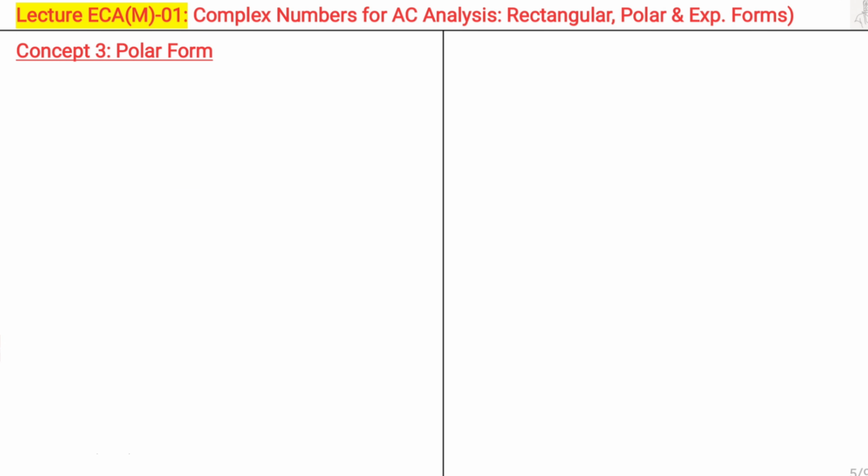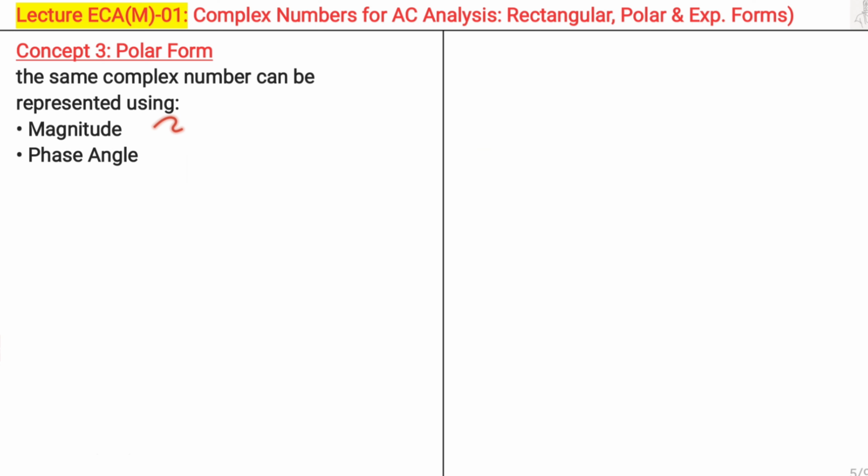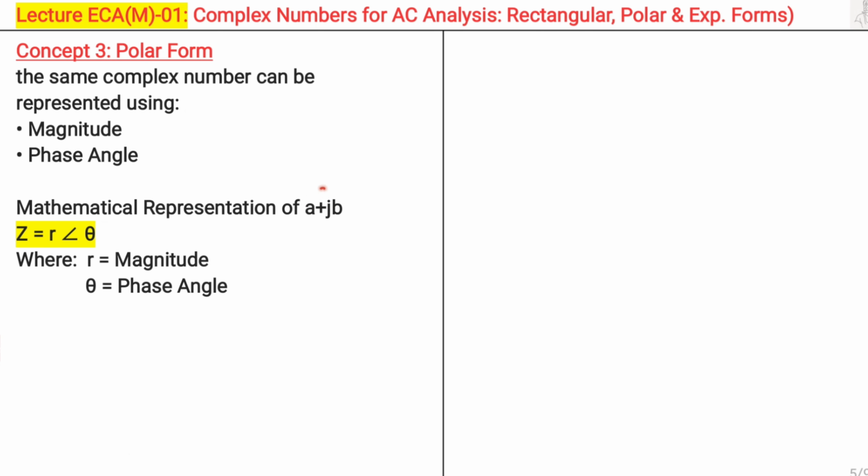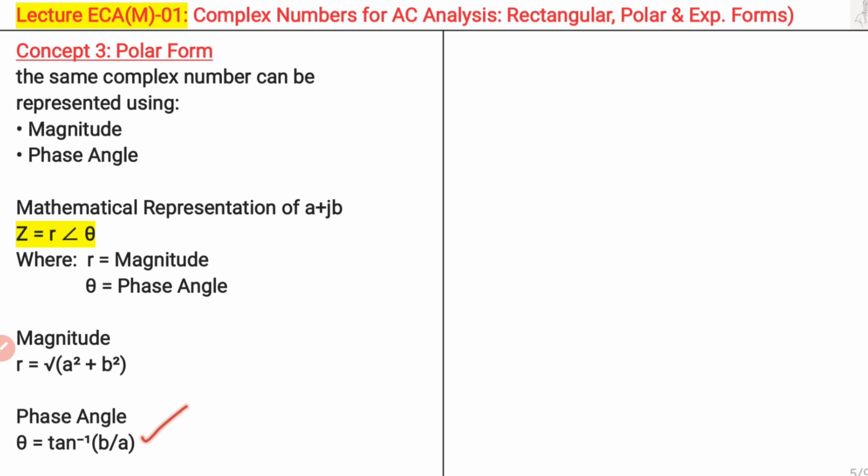Concept 3 is that of the polar form. This is a form which directly tells us about magnitude and phase angle, and the complex number A plus jB in polar form is written as R angle theta, where R is the magnitude and theta is the phase angle. So R is simply the square root of A squared plus B squared, and theta is equal to tangent inverse of B by A. So let's see an example.